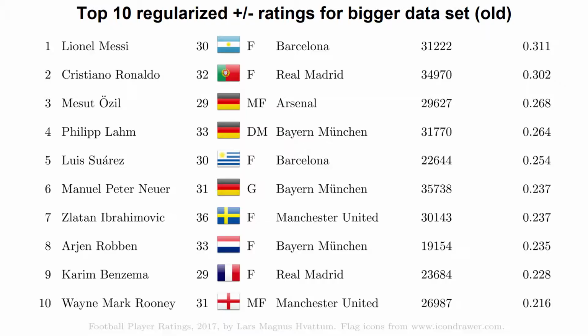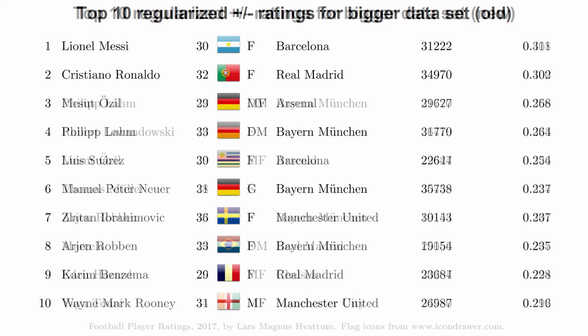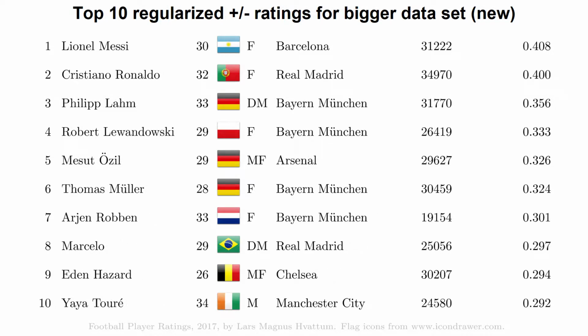Finally, let's have a quick look at whether the list of the top 10 highest rated players changes when we modify our implementation. The old top 10 list looked like this, with Messi just in front of Ronaldo, followed by Özil and Lahm. After our modification, the top 10 list turns into this. There is still Messi just in front of Ronaldo. Lahm takes third, while Özil drops to number 5. There are a few new names on the list, but they are all recognizable as well-known high-quality players.